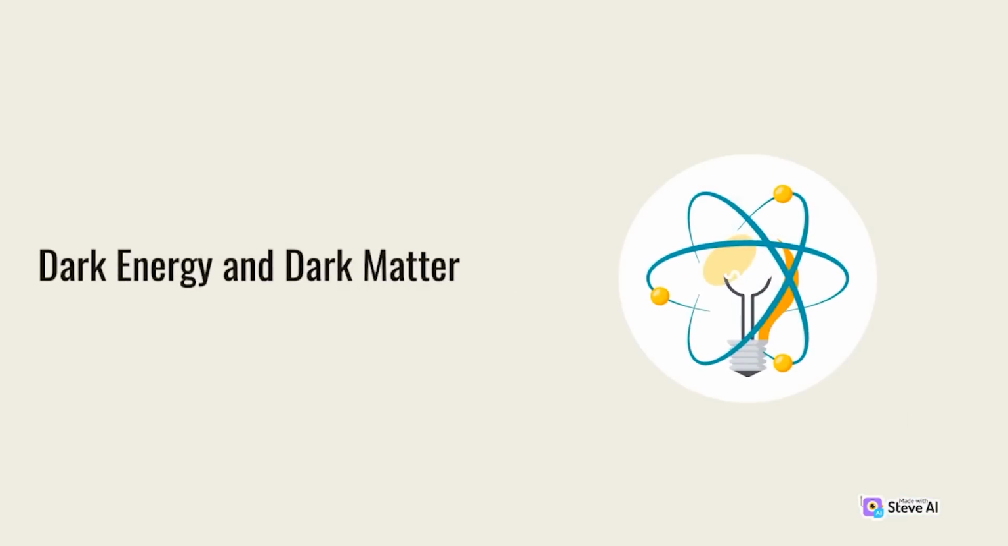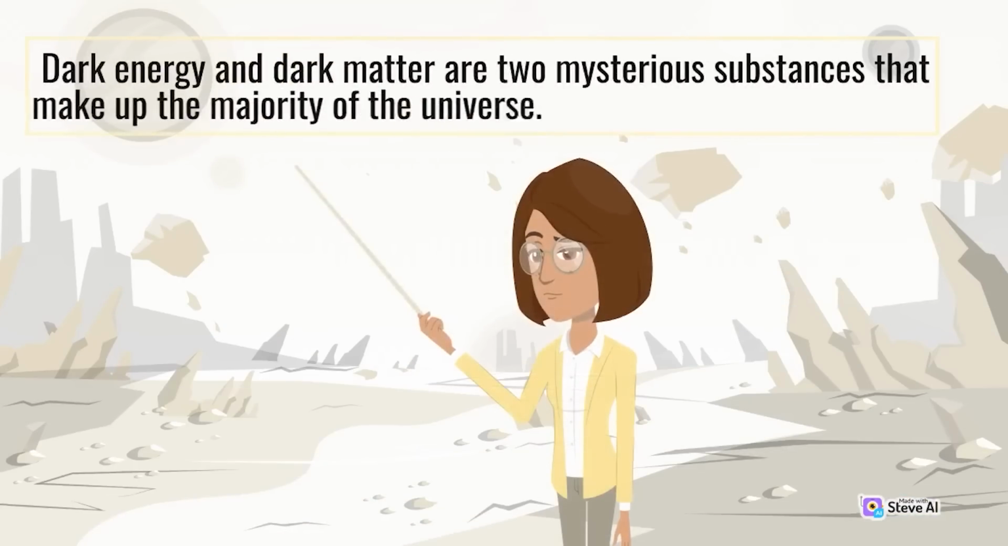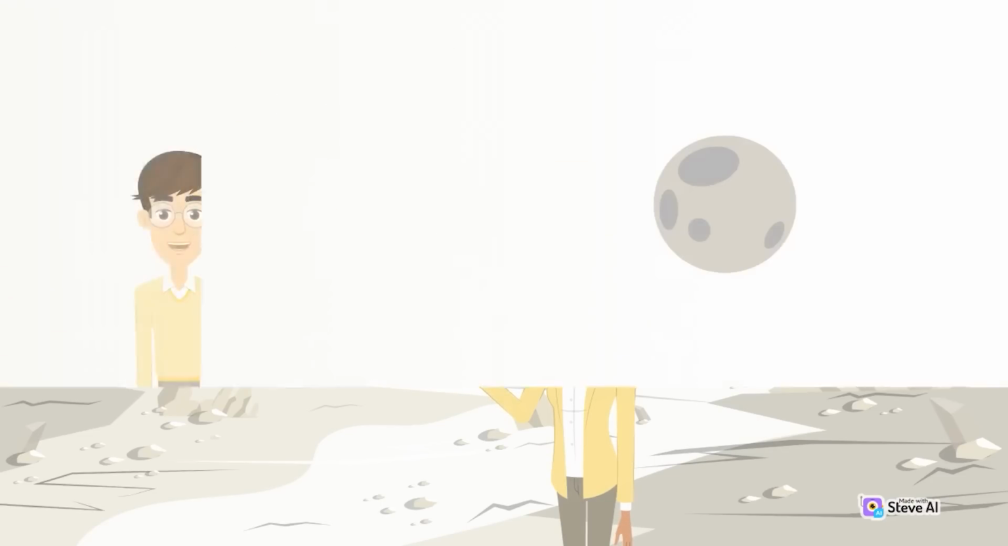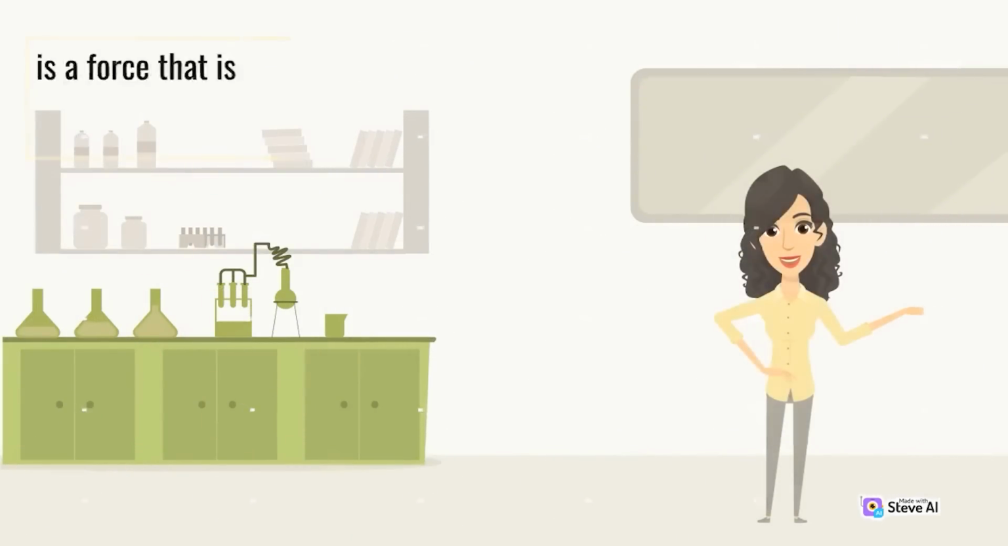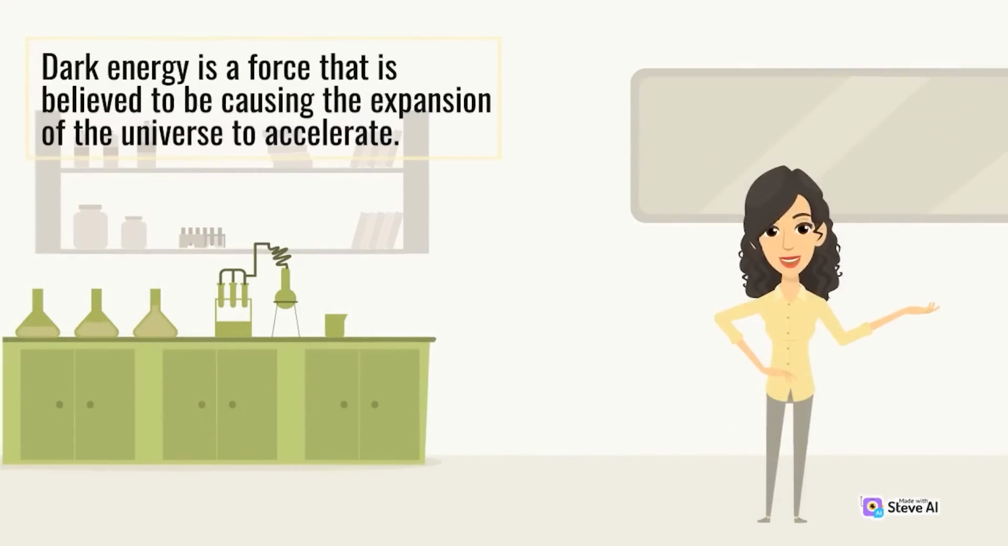Dark energy and dark matter. Dark energy and dark matter are two mysterious substances that make up the majority of the universe. Dark matter is a form of matter that does not emit, absorb, or reflect light, and is therefore invisible to telescopes. Dark energy is a force that is believed to be causing the expansion of the universe to accelerate.